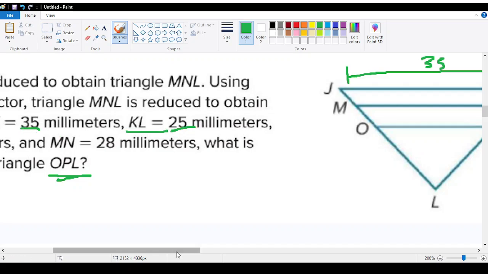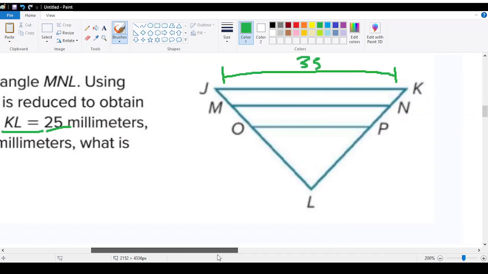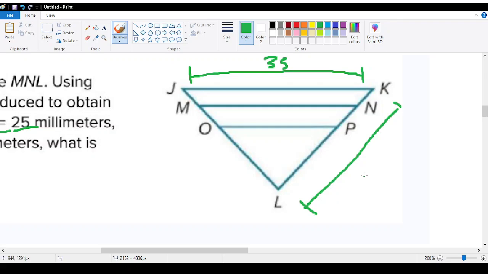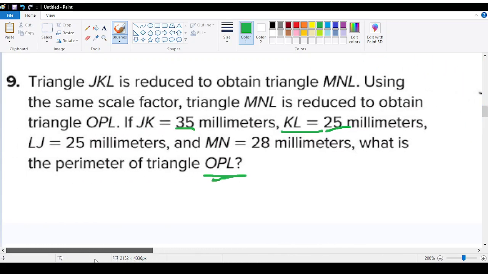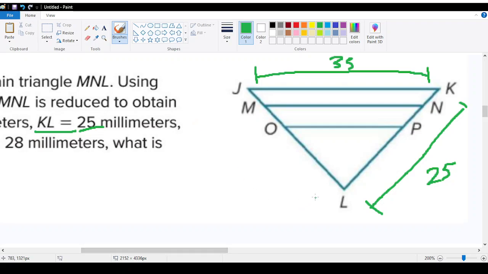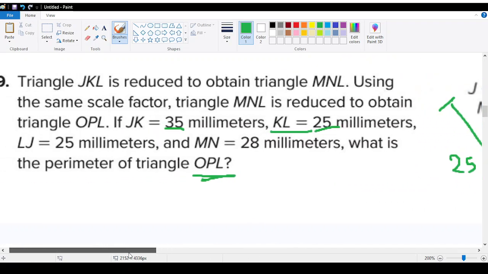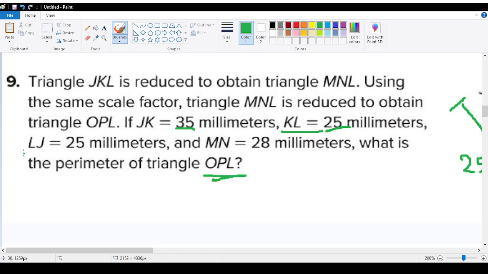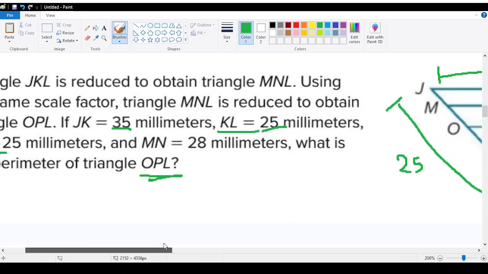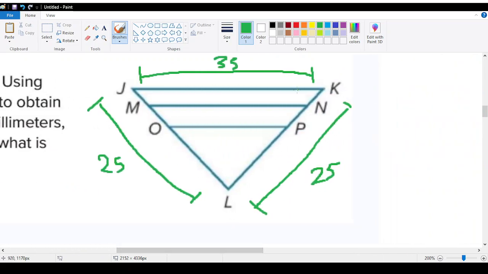KL equals what? 25. Where's KL? From here to there, the full thing is 25. And then LJ is 25. LJ, the whole thing is 25. So that's good, they are the same. Now we finish from that. In the exam, anything you finish, put a line under it or mark it so you don't go back to it again. So what remains? It says MN is 28 millimeters. Where's MN? Aha. So it was 35 and it became 28.